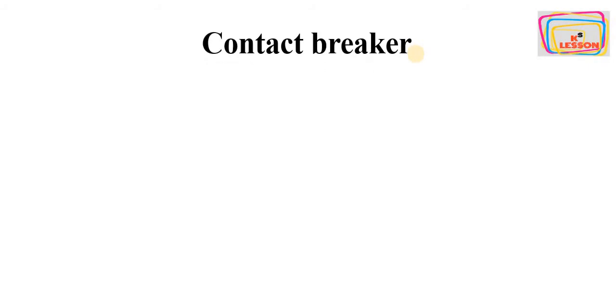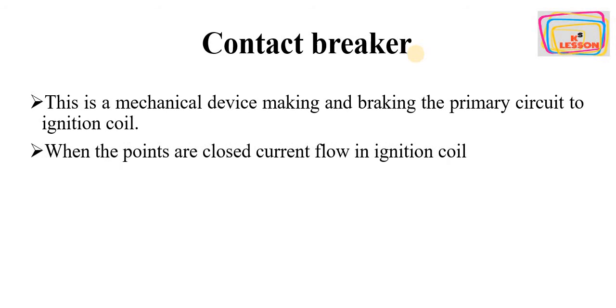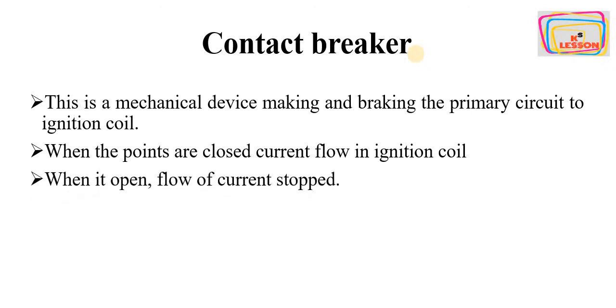The contact breaker. This is a mechanical device making and breaking the primary circuit to the ignition coil. When the points are closed, the current flows in the ignition coil or the transformer core, and when it opens, the flow of current is stopped.